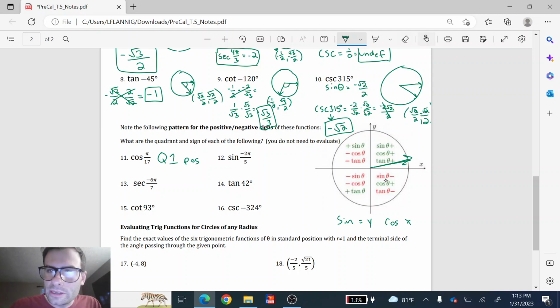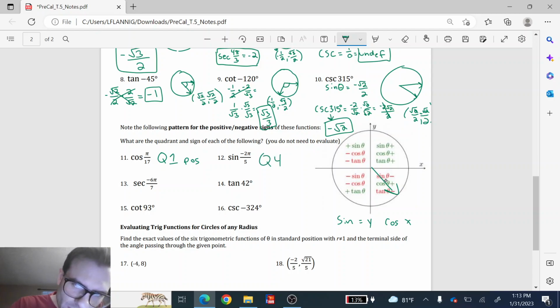And we get sine of negative 2 pi over 5. Again, that one is going to be in this section over here somewhere. And this is quadrant 4. So the sine is the y value, so this one is going to be negative.